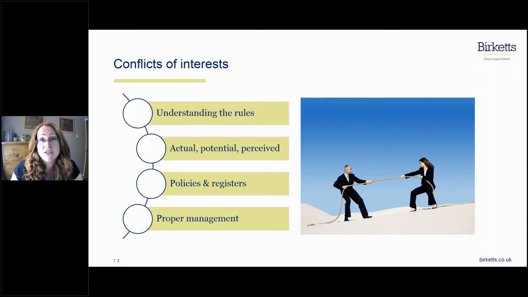Conflict of interest registers are also useful, and they provide a great way to demonstrate that you are complying with your duties on conflicts. And a top tip from me in terms of practical management is to add conflicts as a standing agenda item at the beginning of every board meeting as a prompt for trustees to consider and declare if they feel they have any conflicts in connection with any of the matters to be discussed at that meeting.